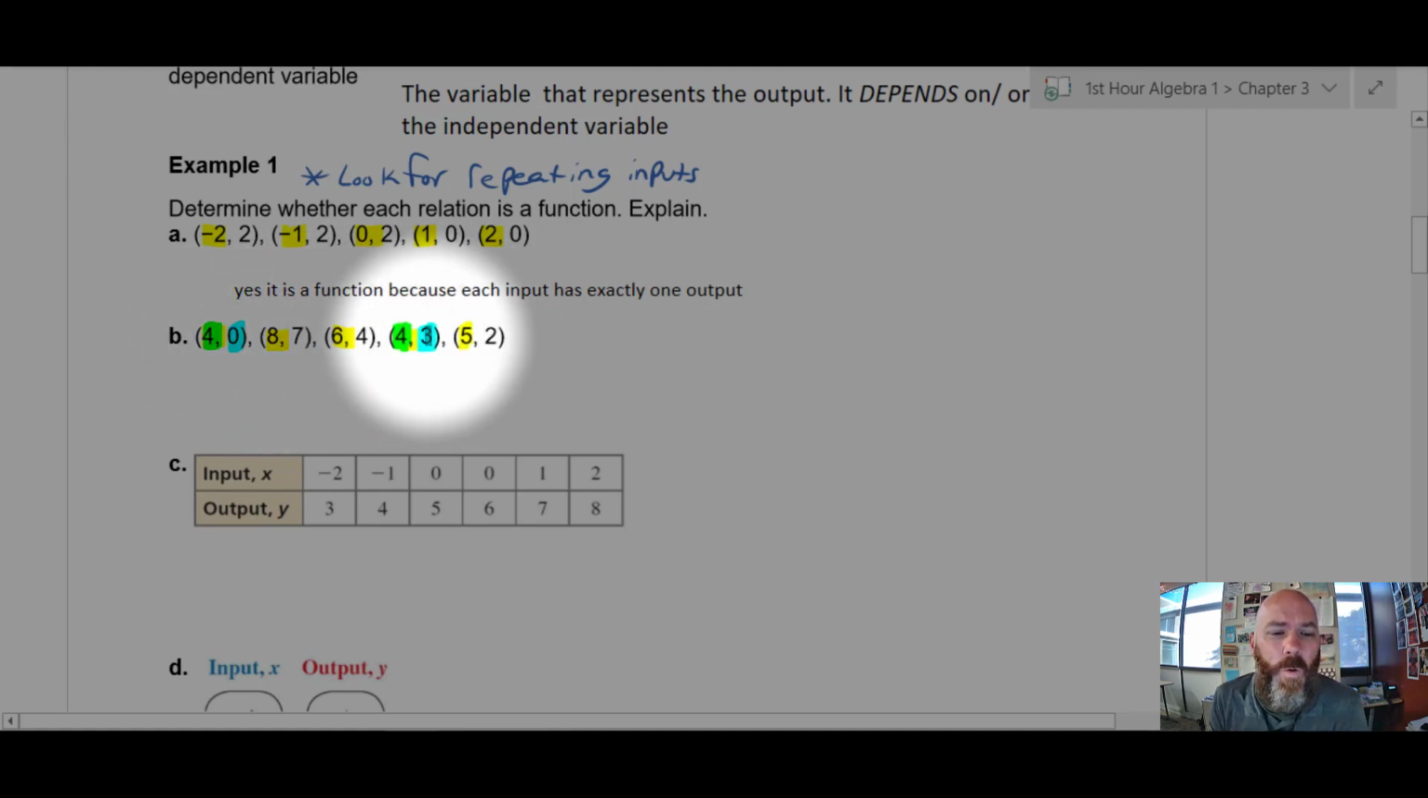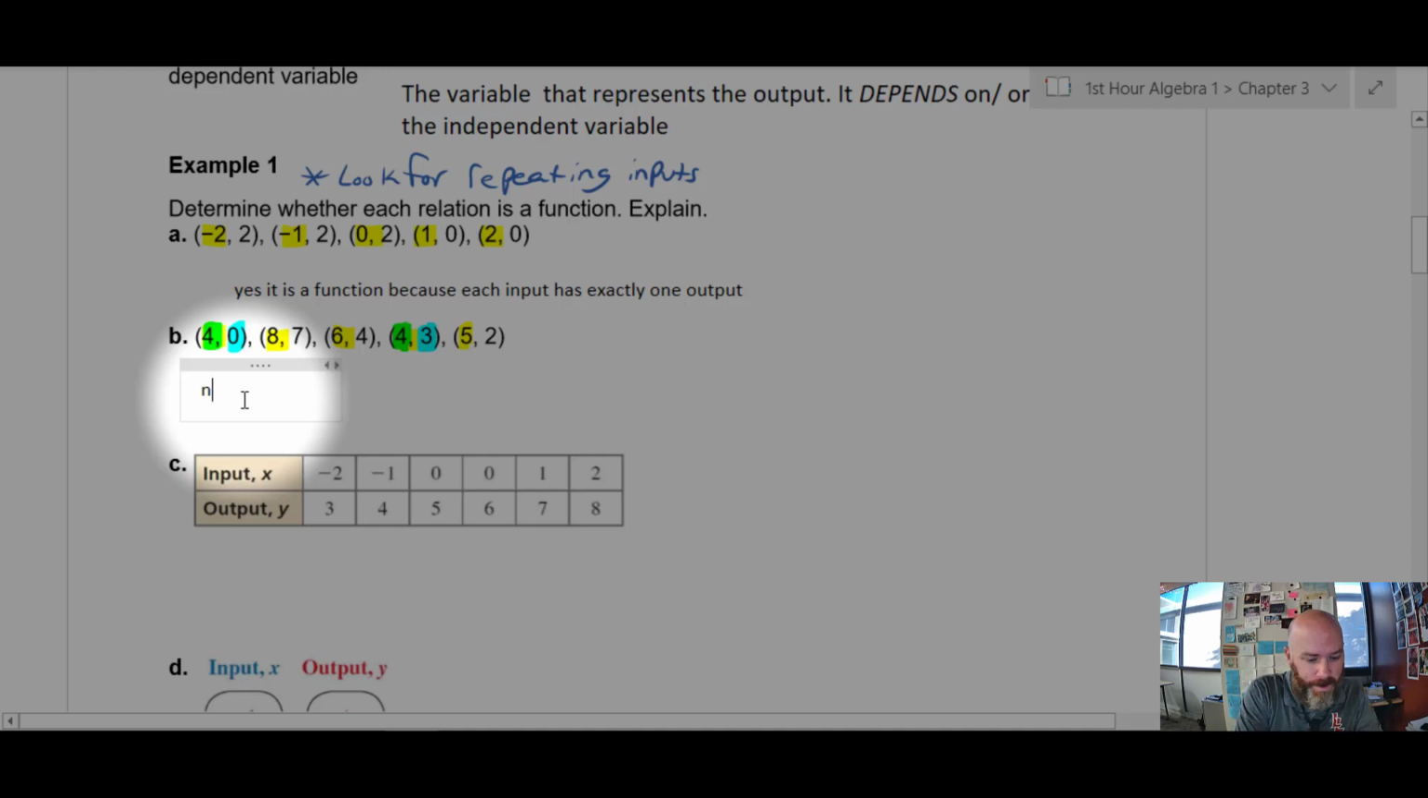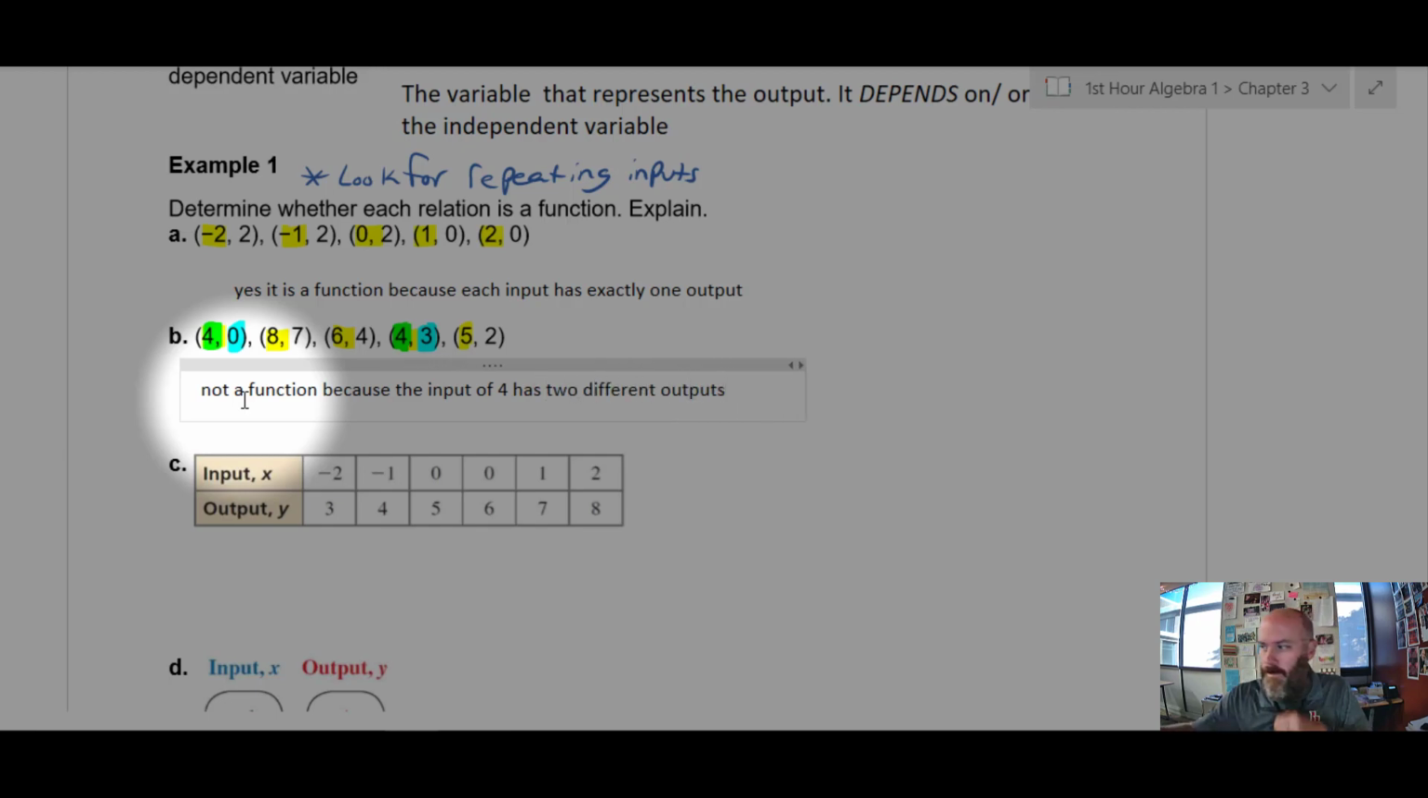Notice how when I plug in the number 4, I get two different things out. It's sort of like a pop machine. If I keep pressing the Pepsi button, I should keep getting out Pepsi, but if I get a Coke out instead, or a Diet Pepsi, I'm not going to be very happy. So this would not be a function. So I'm going to write that in here. Not a function because the input of 4 has two different outputs.